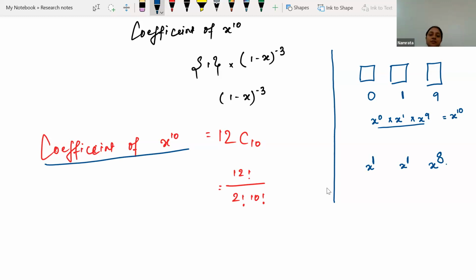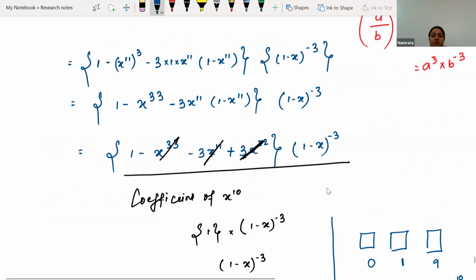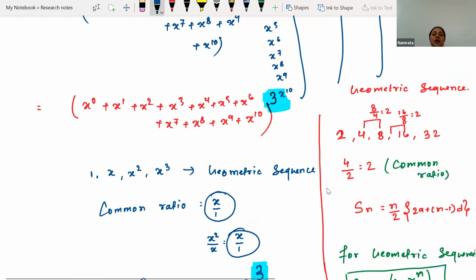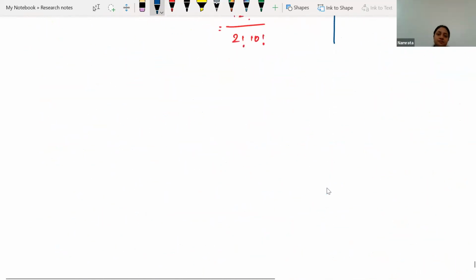Okay, ma'am. So this is the process whenever we have to use the concept of multinomial. Still, you need to solve a few questions related to this concept. But for now, you can note down the concept. You can keep it aside. Okay. I'm moving to the next concept.